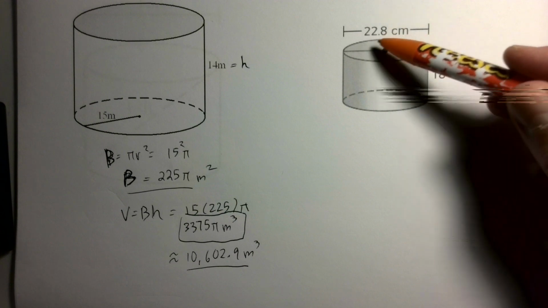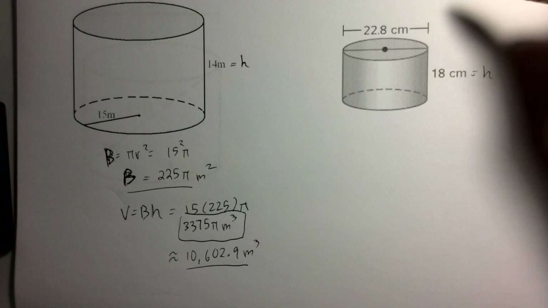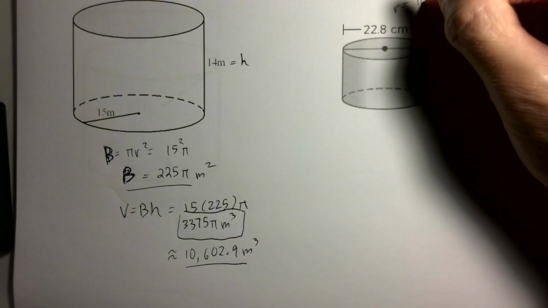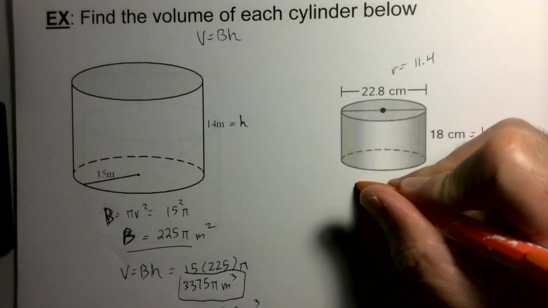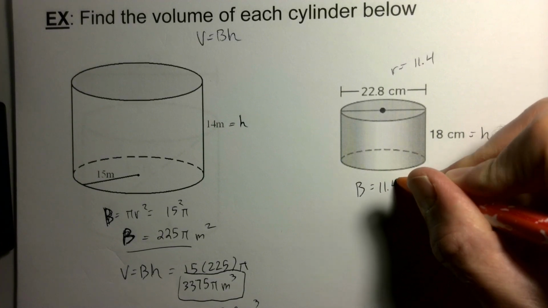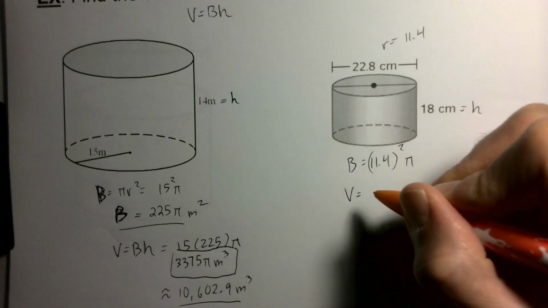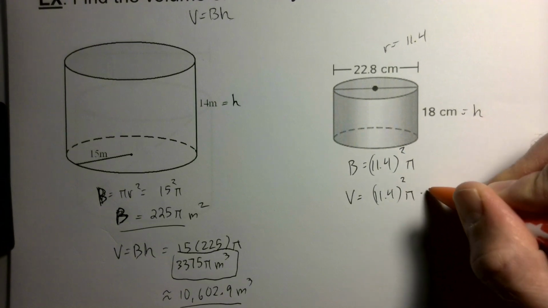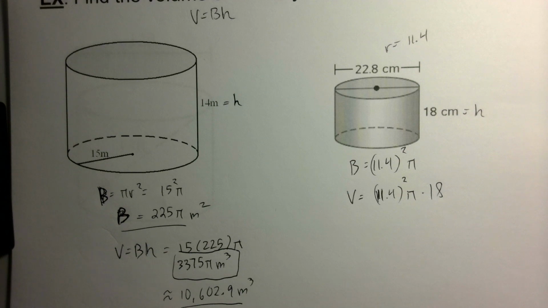This next one, basically the same problem, just different values. We have our height. They gave us the diameter. Just make sure you remember radius is always half that. So that would be an 11.4 radius. So area of the base on this one would be 11.4 squared times pi. And your volume would be that number times 18. And let's see what that comes out to be, times 18.